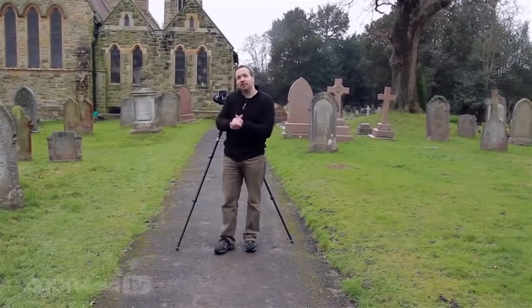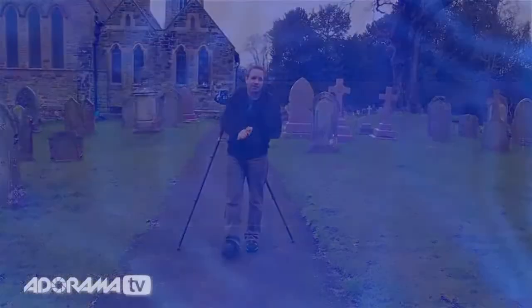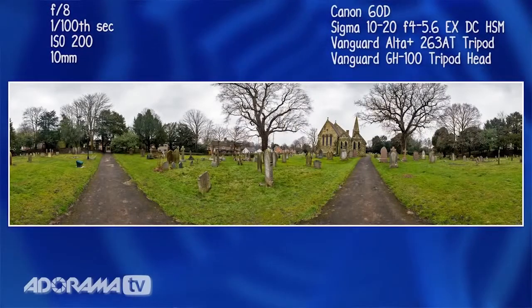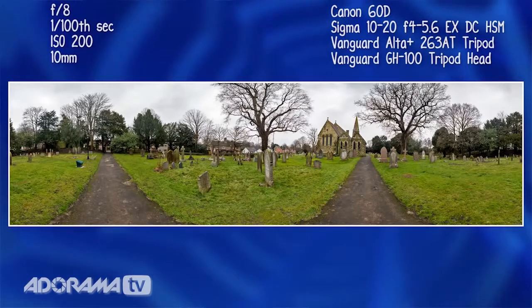Now, when I join those photographs together in Photoshop, have a look at the end result. Can you see the top of the trees? They've been cropped off because I haven't got enough height, even on a 10mm lens. So how am I going to get around that? Well, what I'm going to do is I'm going to take two panoramas and join them all together.